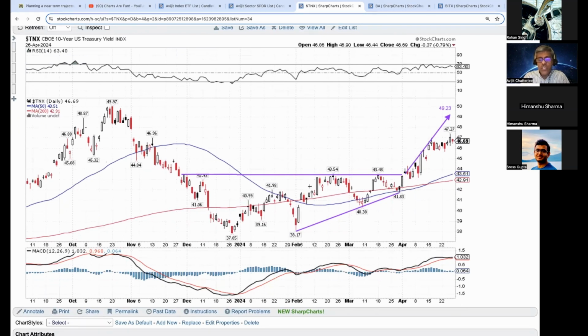So what is the measured target? Take the bottom of this triangle. So why is it ascending? The lows are ascending: 37.85, 38.17, 40.38. So those ascending lows and a horizontal peak or resistance call it an ascending triangle. It's ascending because the lows are ascending.